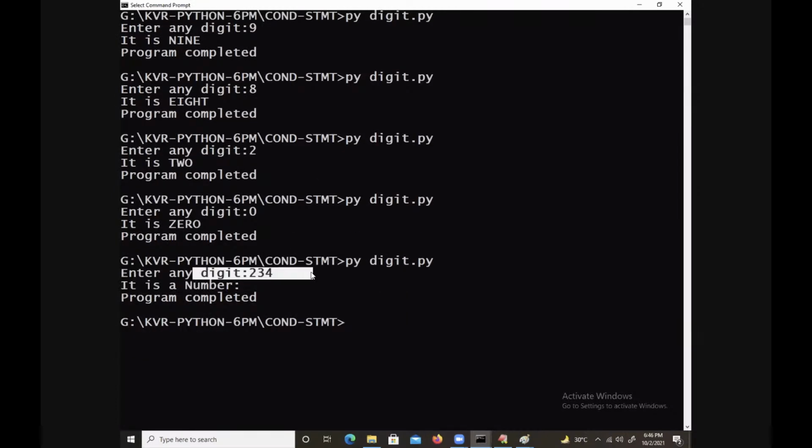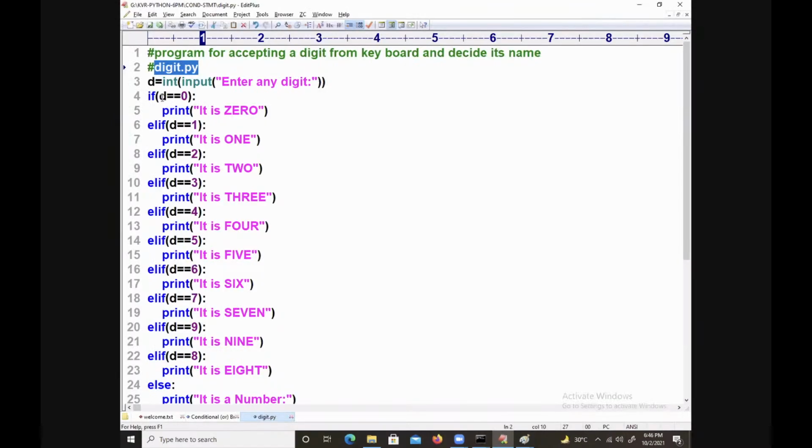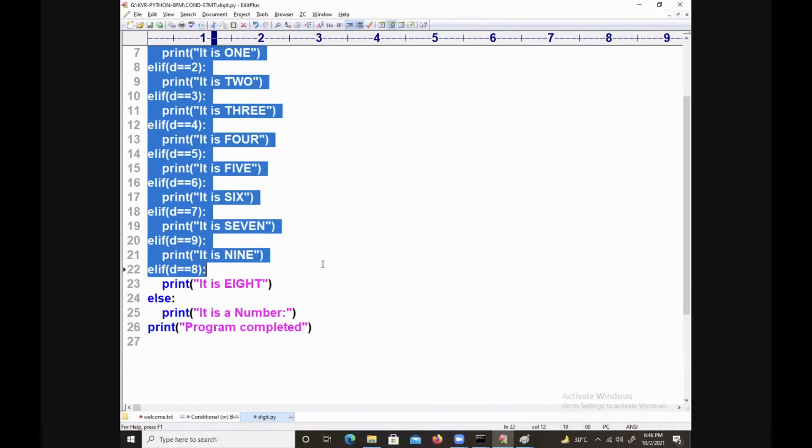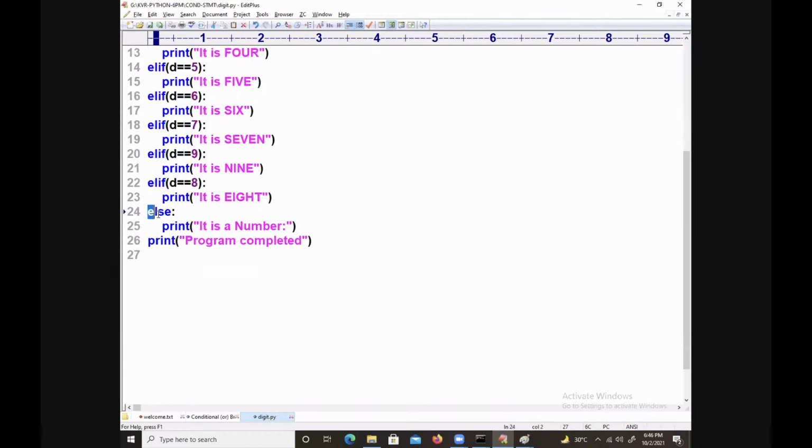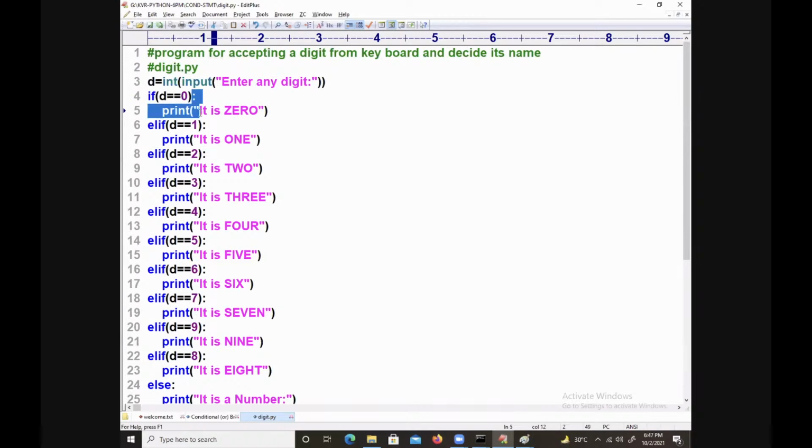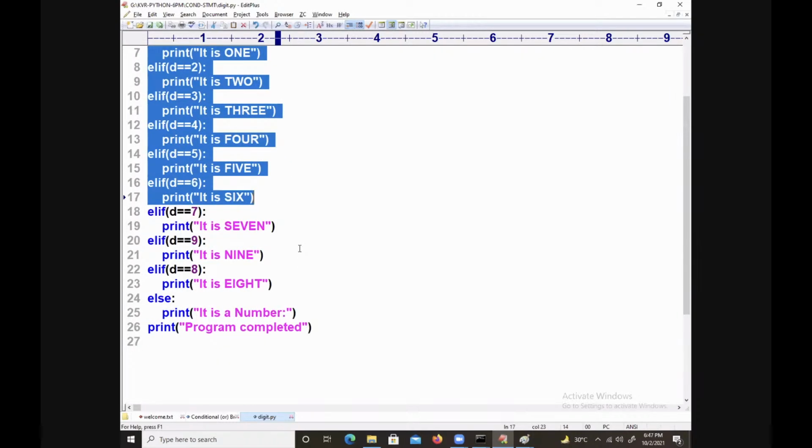That means 234 is not matching with any one of the conditions. All the conditions are false. It is coming to the else part. You may write the else part or you may not write it. It is not necessary, but we need to write it. Program completed.